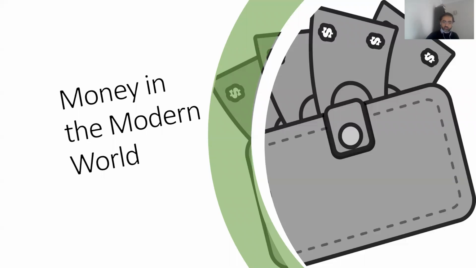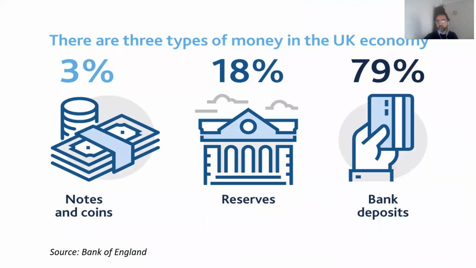Okay, so this is about the history. This is about what money looked like in history, how it changed its form over time. But what about the present world? Now, the present world is very different, surprisingly.